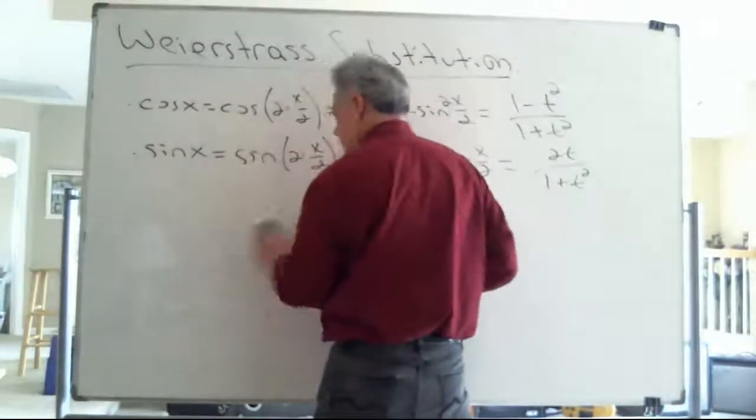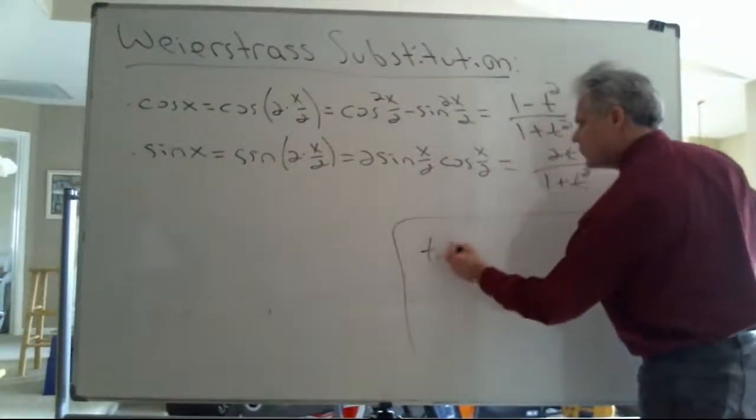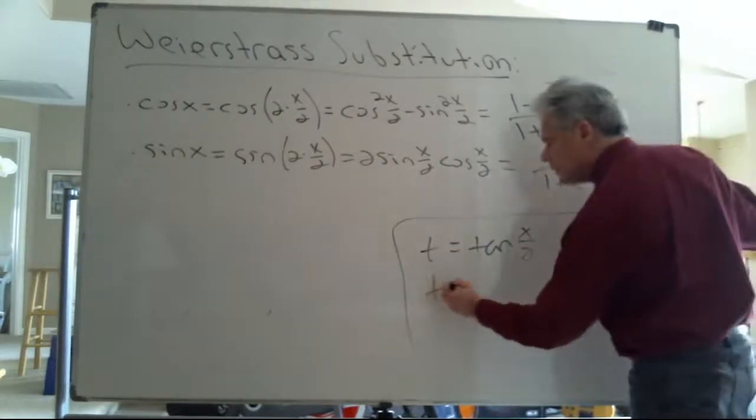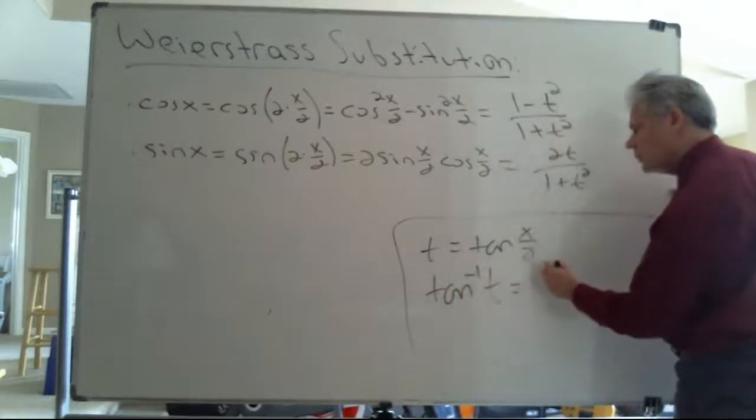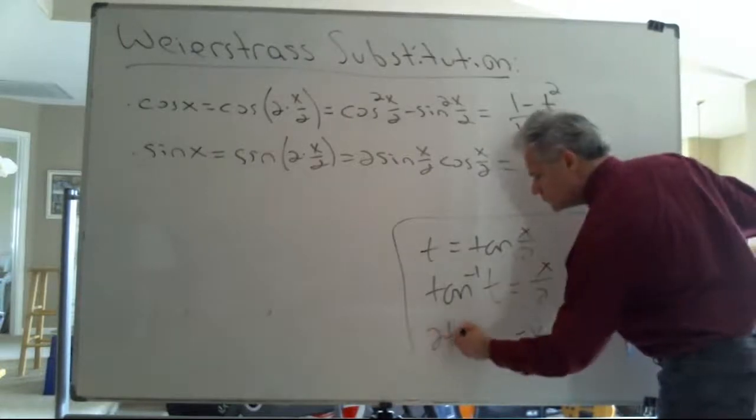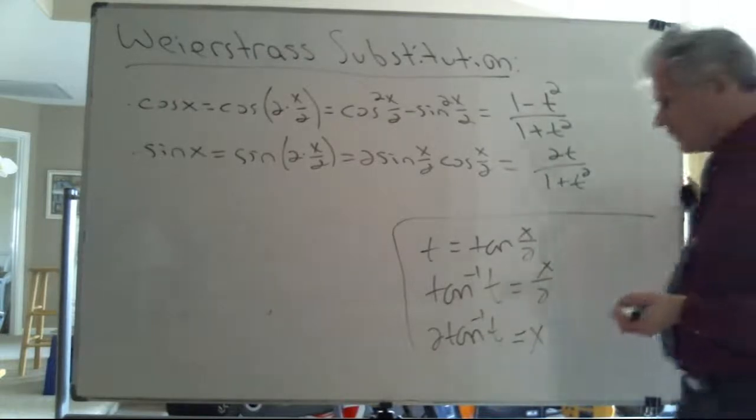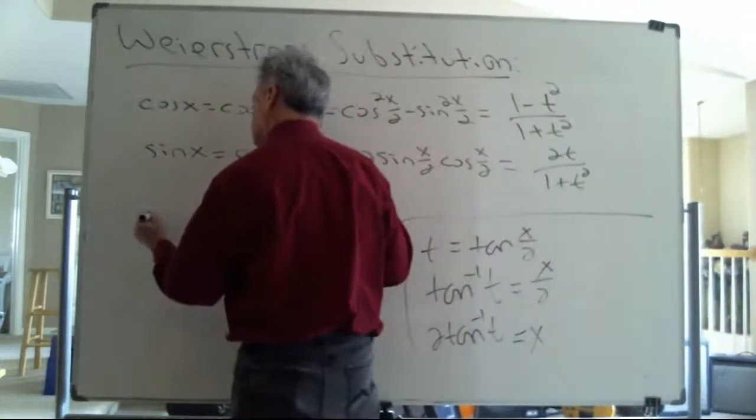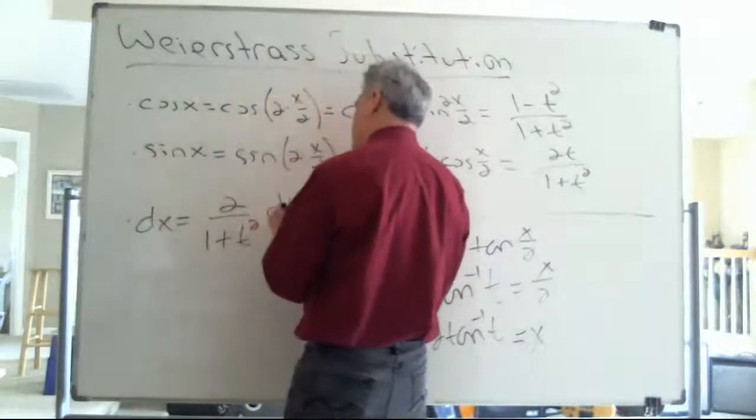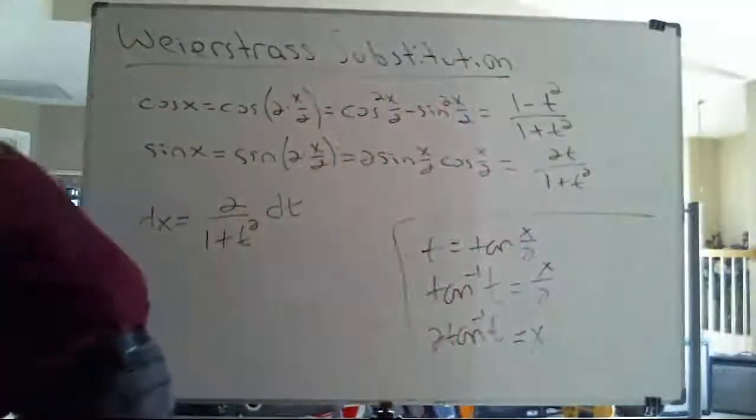Now, as far as the relationship between dx and dt, do you recall that this is my original substitution? That implies this. That implies this. Now differentiate appropriately. This is the relationship between dx and dt. Next, I'll put this to practice.